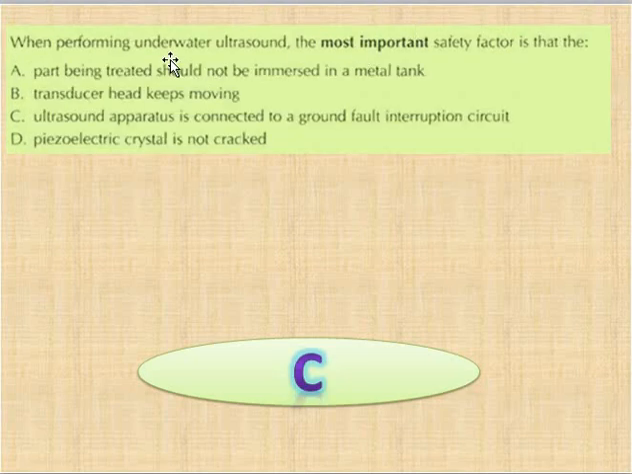When performing underwater ultrasound, the most important safety factor is that option A, the part being treated should not be immersed in a metal tank, B, the transducer head keeps moving, C, the ultrasound apparatus is connected to a ground fault interruption circuit, and D, the piezoelectric crystal is not cracked. The correct option is that the safety factor to consider is that the ultrasound apparatus is connected to a ground fault interruption circuit.